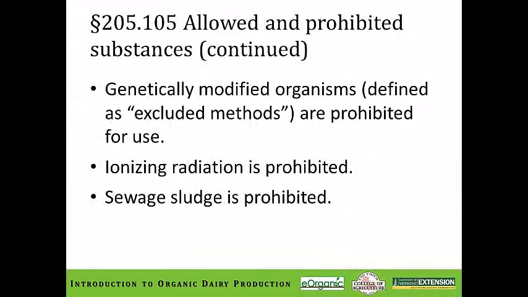Some more important detail in 205-105 is that there are 3 materials which are prohibited. These include genetically modified organisms, or GMOs, ionizing radiation or irradiation, and sewage sludge. All 3 of those types of practices or materials are prohibited.